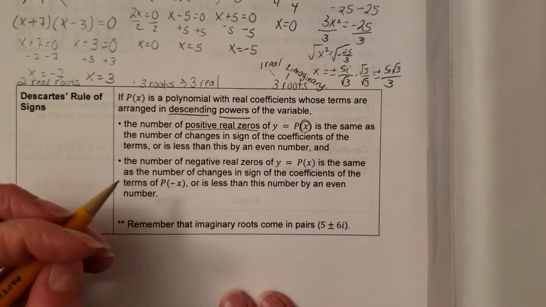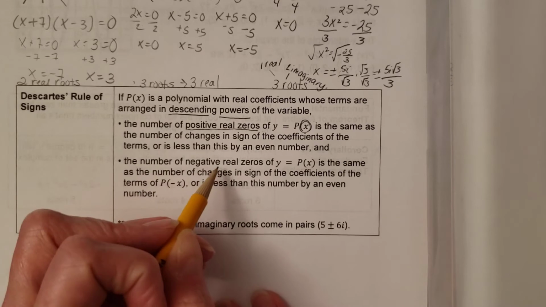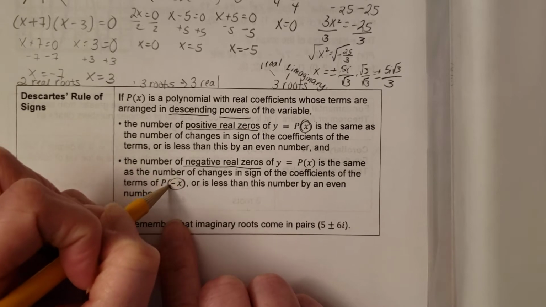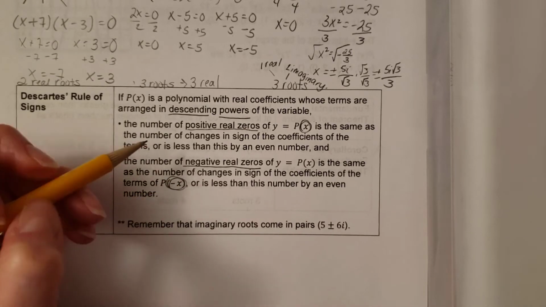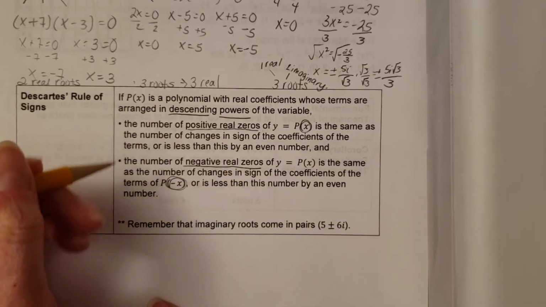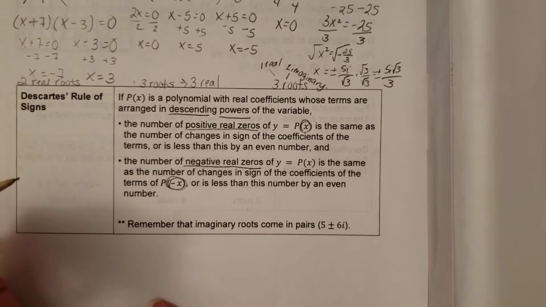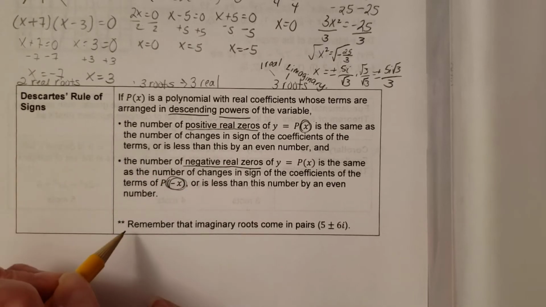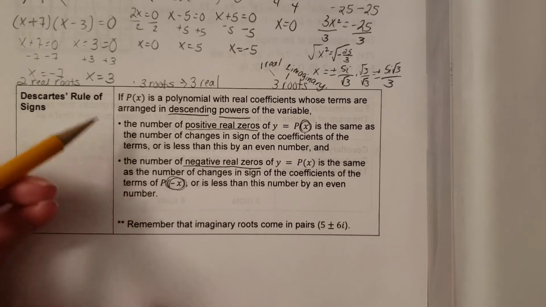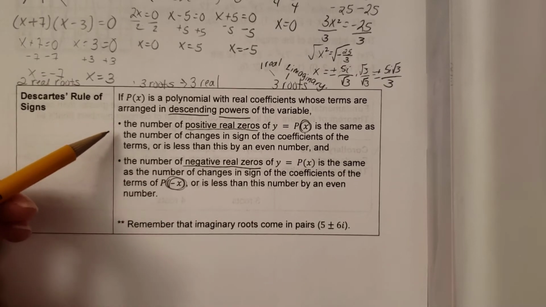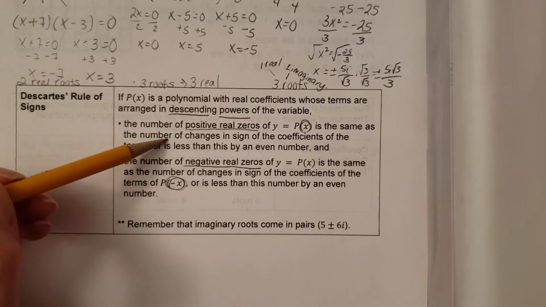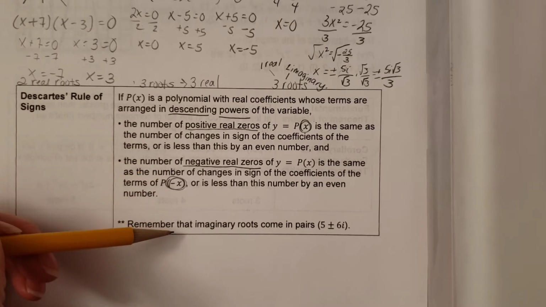Now, let's say instead you wanted the number of negative real zeros. If you would go and plug in a negative number, then the number of negative real zeros is the same as the number of changes in sign of the coefficients of the terms, or less than that by an even number again. And just remember, like we talked about in the previous video, imaginary roots come in pairs. So really what Descartes' rule of signs allows us to figure out are the combinations of types of roots that we could have between positive real zeros, negative real zeros, and imaginaries.